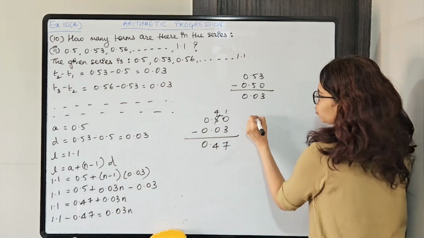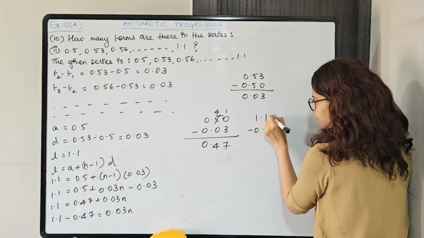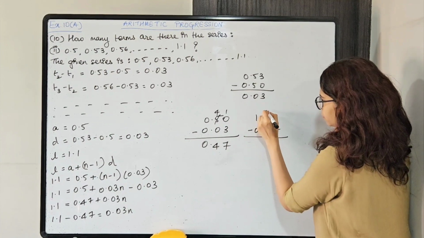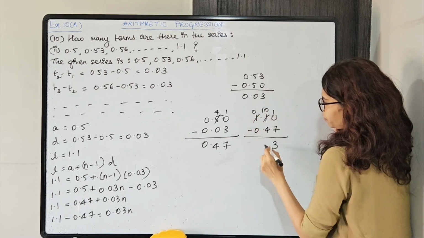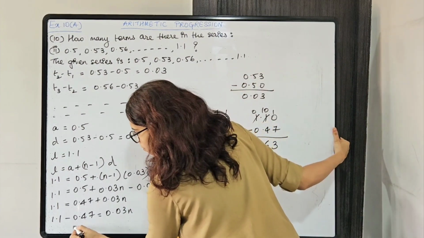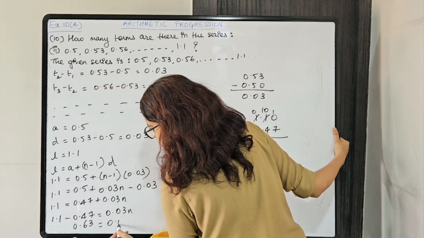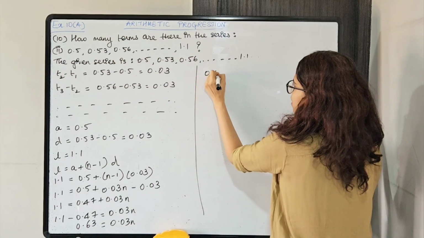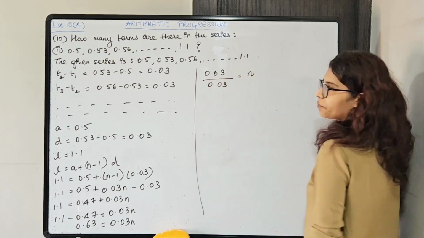Okay, so 1.1 minus 0.47, so यहाँ पे 0 पुट कर दो. Okay, now 3 यहाँ पे भी बोरो करेंगे, so 0.63 आ रहा है. Okay, so 0.63 is equal to 0.03n. So 0.63 divided by 0.03 is equal to n.